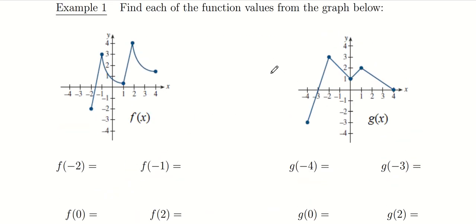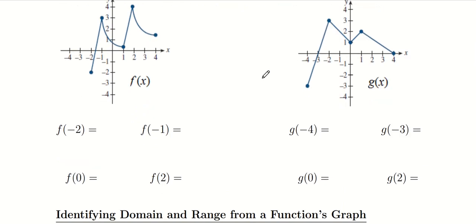Let's now take a look at two more examples. In example 1, we're asked to find the value of each function from the graph below. For example, f of negative 2. When x equals negative 2, that's right here. We locate the point on the graph, trace it over to the y-axis, and we get f of negative 2 is equal to negative 2.